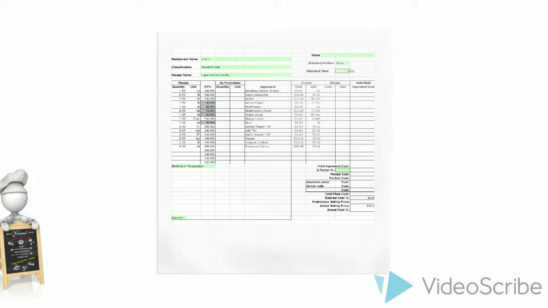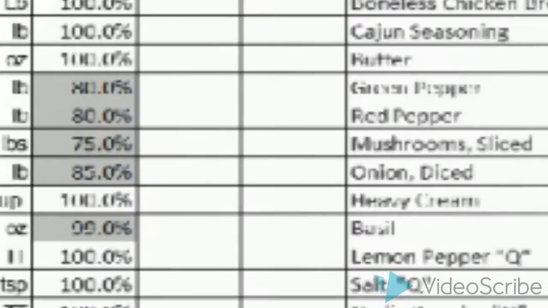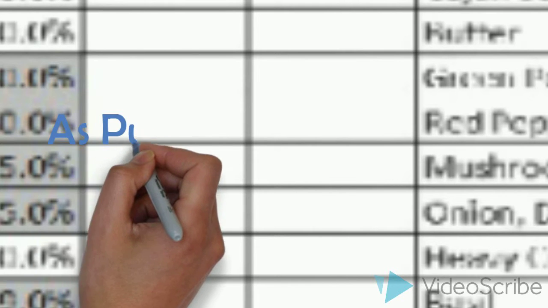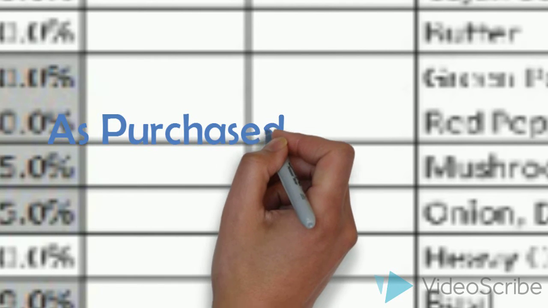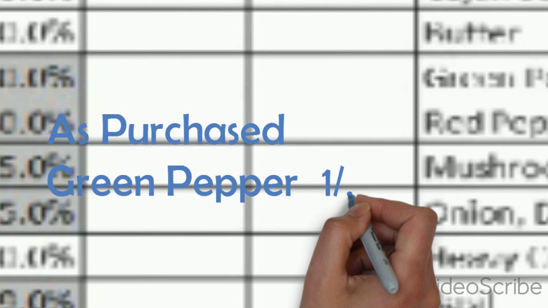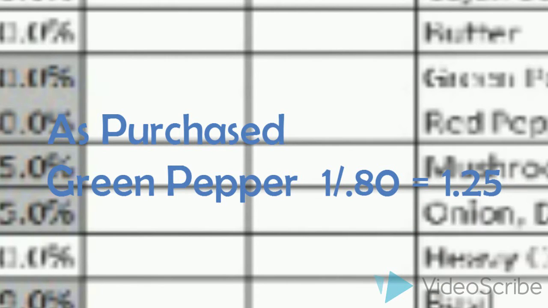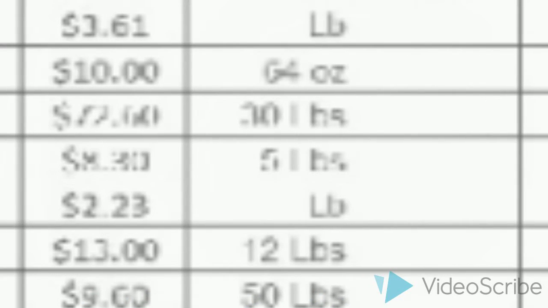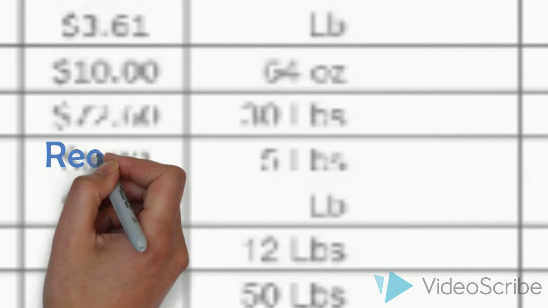When looking at your cost card, you'll notice that the ingredients of the recipe are in there, as well as your invoice and ingredient amounts. Just a quick recap: the as purchased amount is the amount after we have removed any waste, like skin, seeds, or bones. Let's do green peppers. So green pepper would be 1 divided by 0.80 equals 1.25.